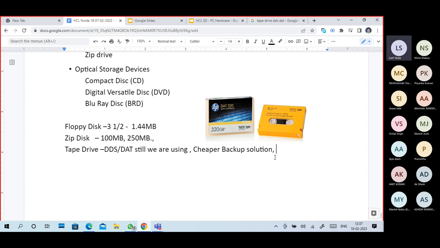Different sizes are there, guys. Like 40 GB, 80 GB, 160 GB, 20 GB, and so on. Different sizes of these are there.